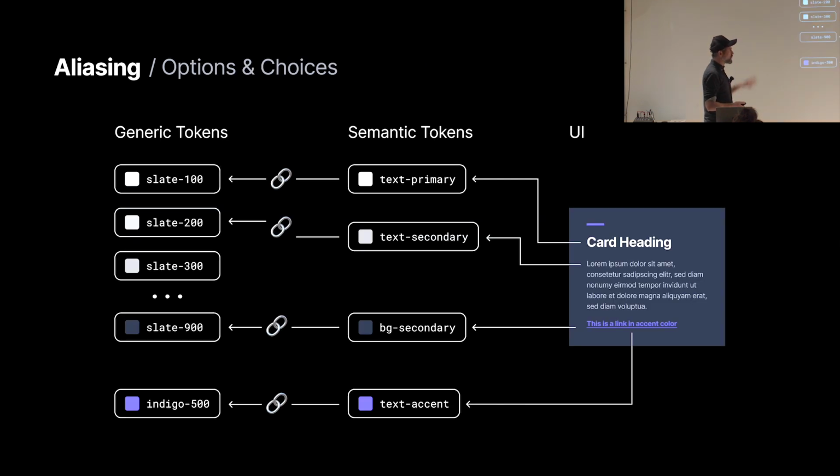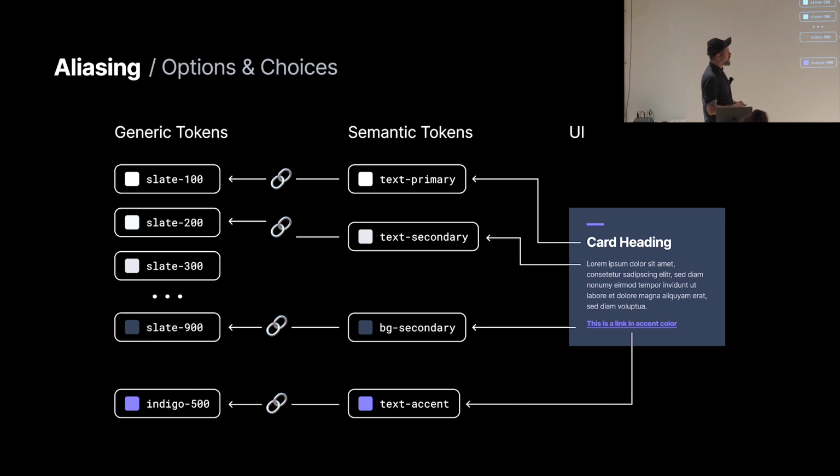We'll have a look at how this works in this graphic. So we need to start at the right side here. If you have a look at this card UI, you have a heading here that is almost white. And this card heading's color is based on the text primary token, which is a semantic token because it has a semantic name that provides some meaning. It speaks to us. And this semantic token points to the slate 100 token, which is a generic token that is part of our generic color palette.